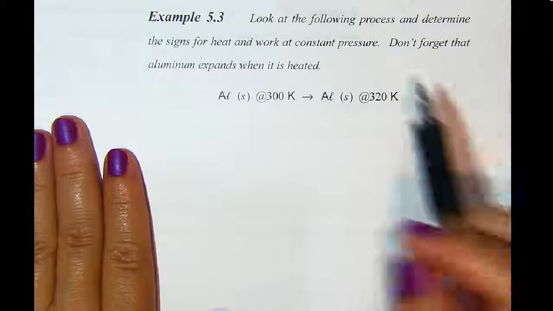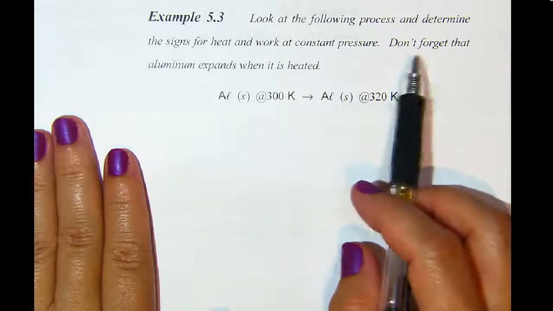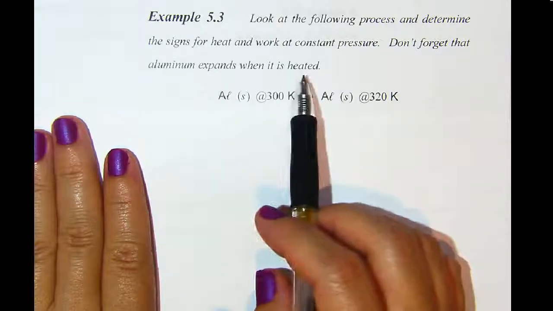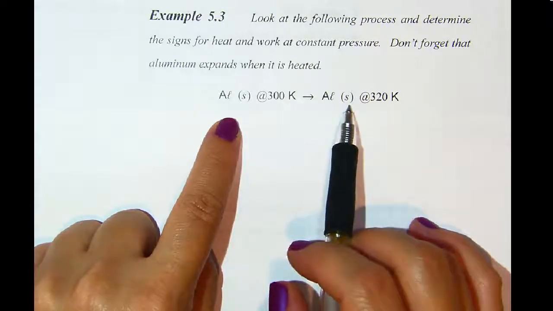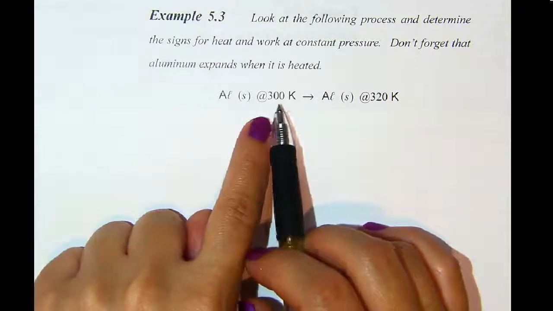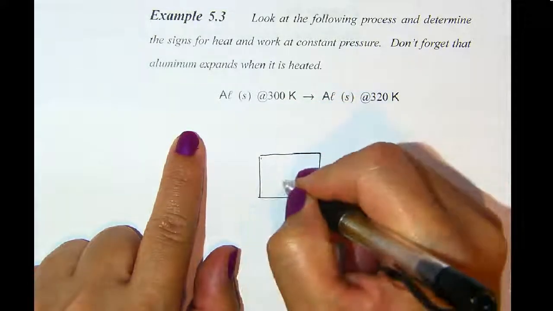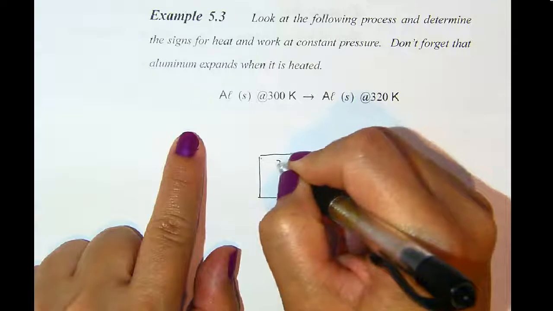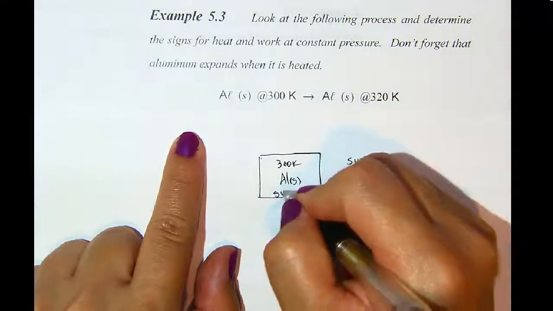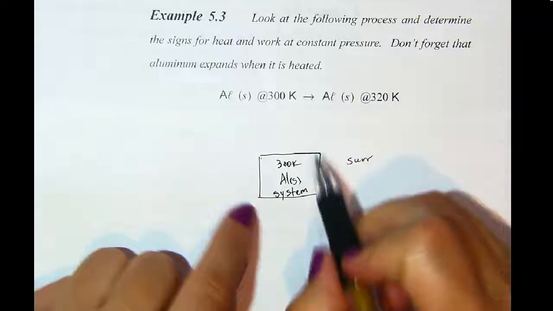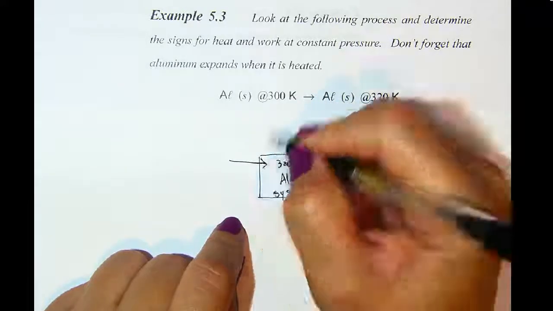Example 5.3. Look at the following process and determine the signs for heat and work at constant pressure. Don't forget that aluminum expands when it is heated. So notice here we have aluminum as a solid before and is still a solid afterwards. However, the temperature is changing. So what's happening is our original aluminum as a solid at 300 Kelvin versus its surroundings. So this is our system. And in order to go from 300 to 320 Kelvin, we have to add heat into the system.